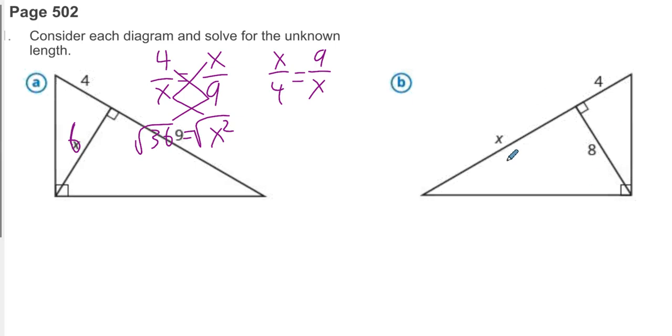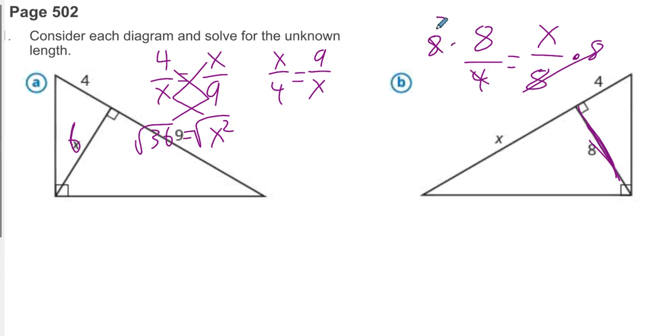Here's another one. I'm going to make the proportion. This length is my geometric mean. So 8 over 4 equals x over 8. I won't even have to cross multiply. I am just going to multiply each side by 8. 8 and the 4 cancel, so it's a 2 and a 1. So this length is 16.